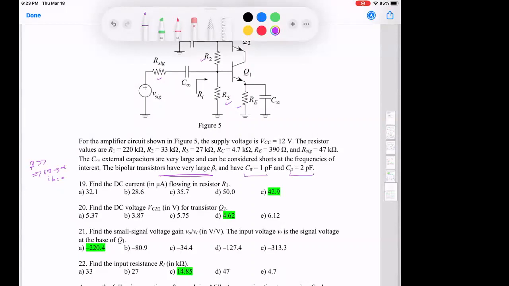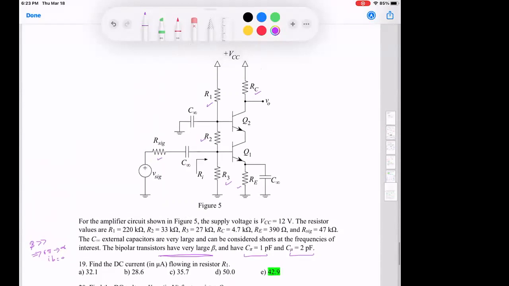Find the DC current flowing in resistor R1. As soon as he asks me about DC, I need to remove the C infinity capacitors, right? And now I have a long stretch where I have R1. This is VCC. The current in this branch is 0. Okay, then I have R2. The current going into the BJT is 0. And then I have R3 and I have all of their values. I have VCC. Can I find the current that is flowing in R1?